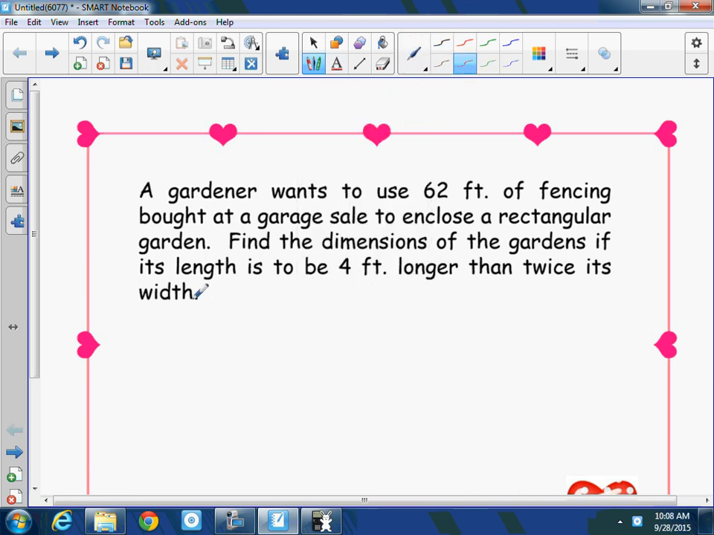All right, a gardener wants to use 62 feet of fencing bought at a garage sale to enclose a rectangular garden. Find the dimensions of the garden if its length is to be 4 feet longer than twice its width. So the total perimeter would be 62. And then it's talking about length and width. I have info about the length, but I do not have info about the width, so that would be my x. With backward words, whatever goes after that you write first: twice its width, so that would be 2x, and then longer than would be plus 4.